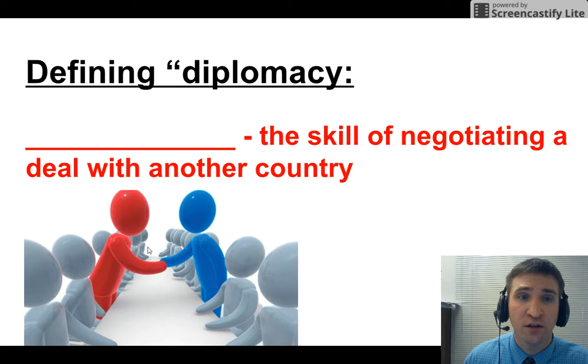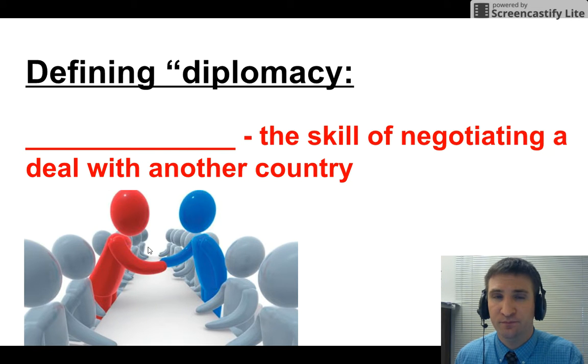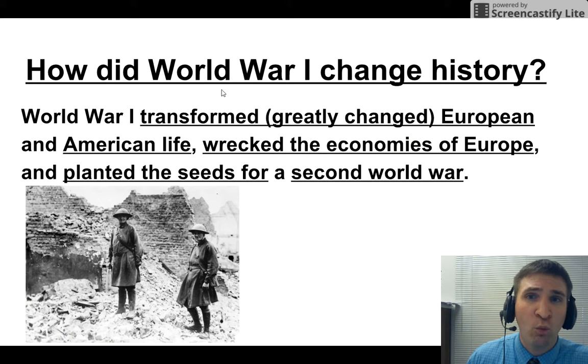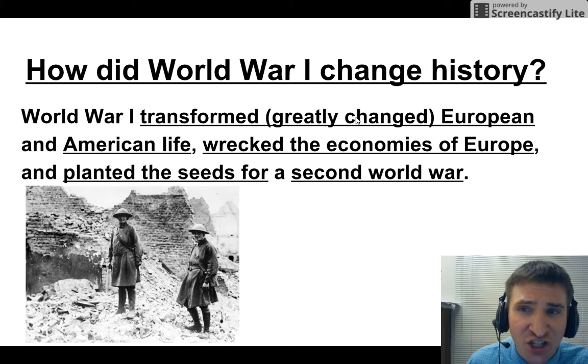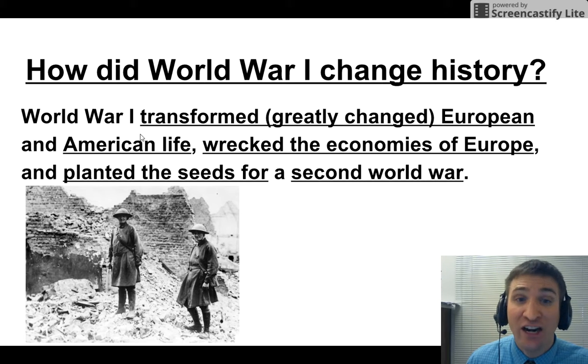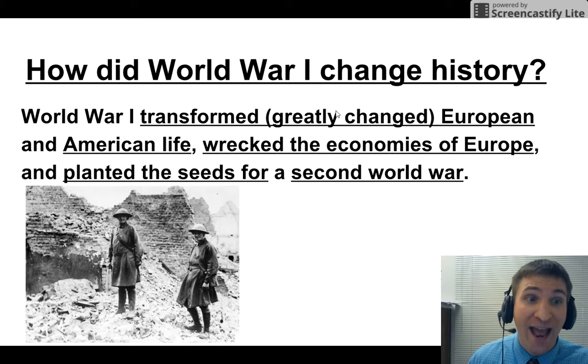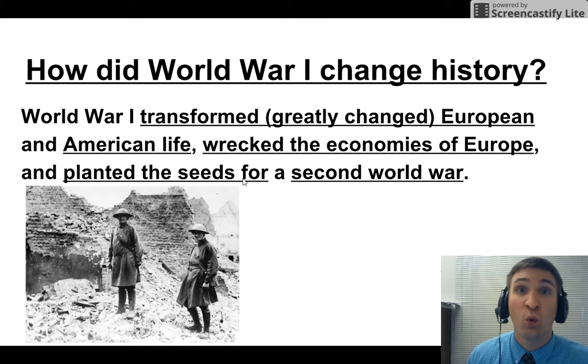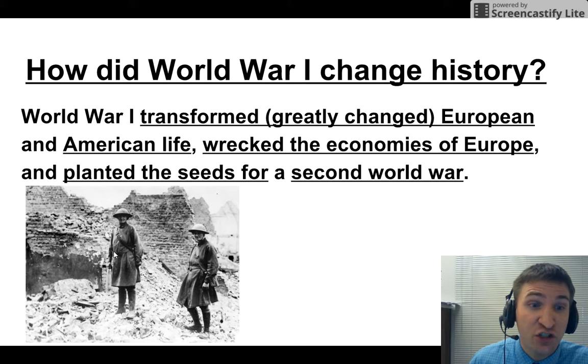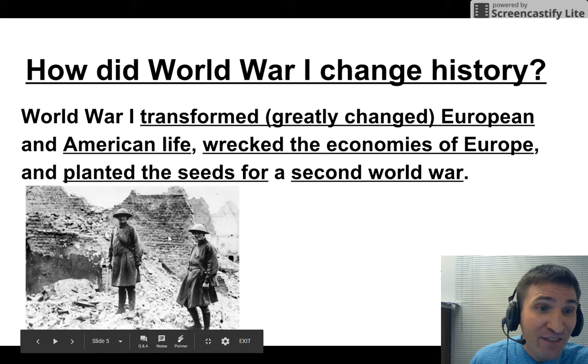How did World War I change history? World War I transformed, which means greatly changed, European and American life. It wrecked the economies of Europe, and World War I planted the seeds for a second world war. Here you see two soldiers who are looking at the camera, but behind them is the ruins of a building. This war wrecked not just this one building, but thousands of buildings across Europe. Not a good thing.